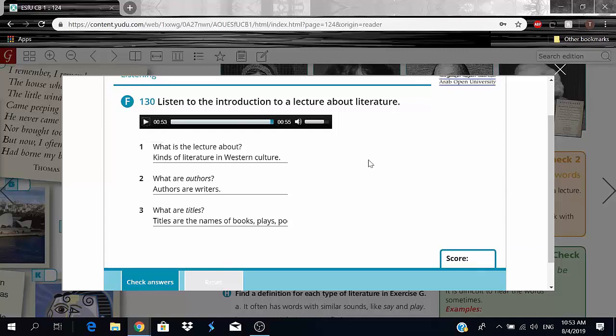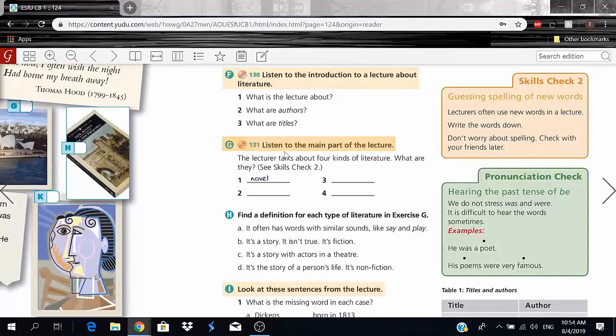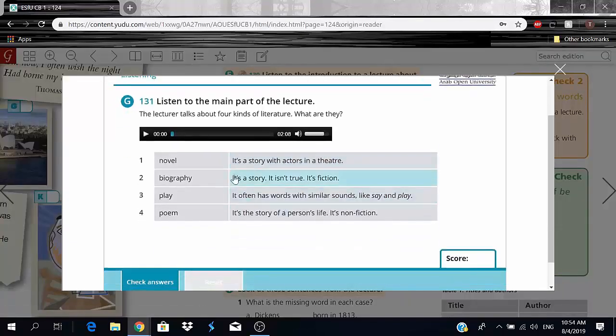Okay, I'm sorry for cutting you guys off like that, but you remember when I talked about listening to an introduction, you've got to always ask yourself, so what is the lecture about? What am I going to hear from this lecturer based on the introduction? Remember, there is a lot of valuable information from the beginning of the introduction of a lecture. Now let's move on to exercise G. Listen to the main part of the lecture, so let me open this up right here and let's listen.